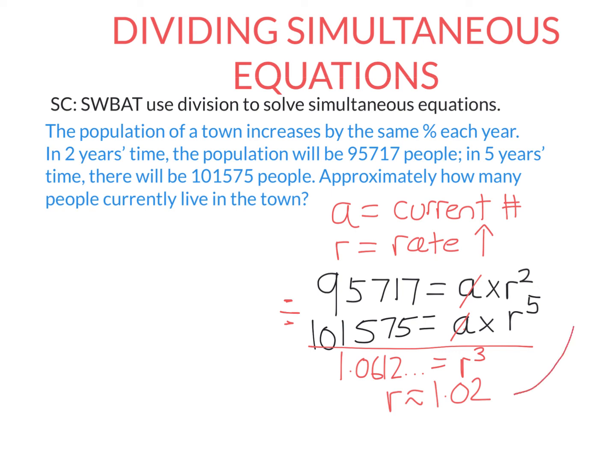So I'm going to substitute that back into either equation, doesn't matter. But if I substitute it into this equation at the top, I would get A, the original population of the town, is 95,717 divided by R to the power of 2. And the answer I get is approximately 92,000. That is the original population of the town, the population now before it increases by 2% each year.